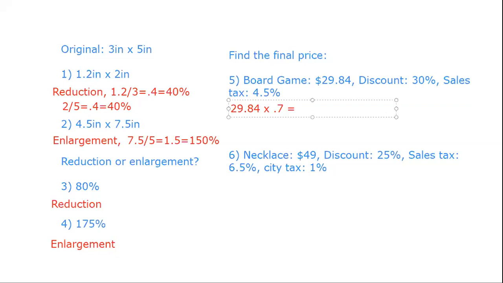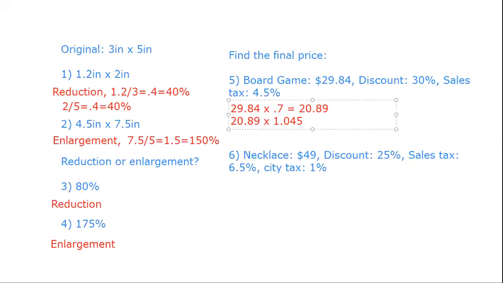Okay. So given that, if we find that piece first, 29.84 times 0.7, just for speeding up the process. So you got 20.89. We're going to round it to that. All right. The next step is finding the sales tax added on. So we're going to take that 20.89 and then multiply that by 1.045.